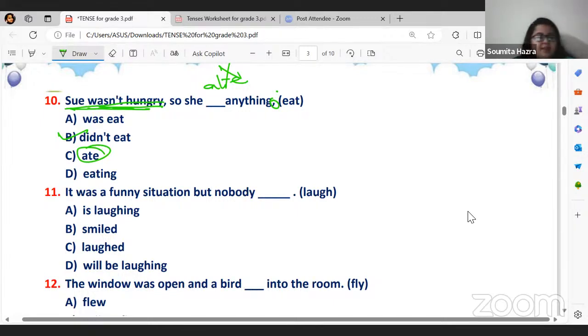10B, we are done with 10B. 11C is the correct option. Nobody laughed. It was a funny situation, but nobody laughed. God knows why nobody laughed.